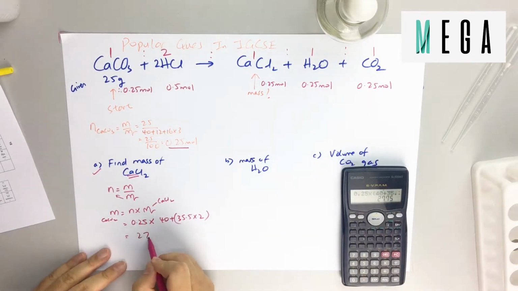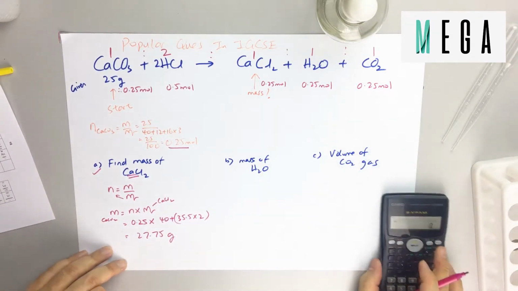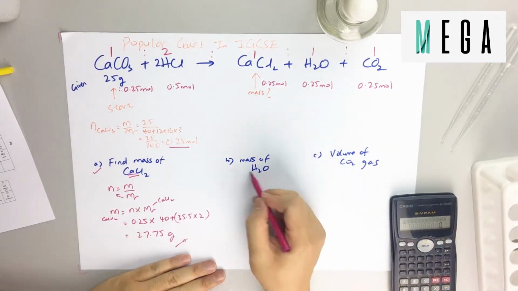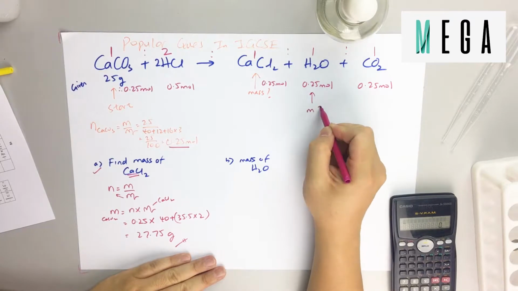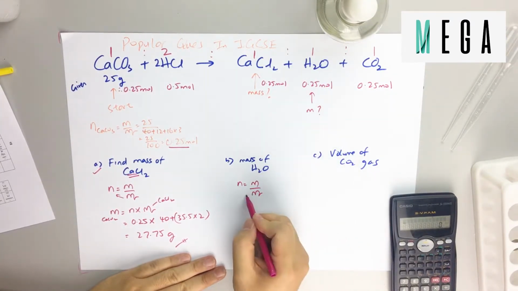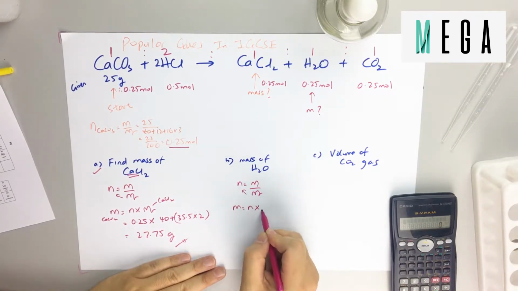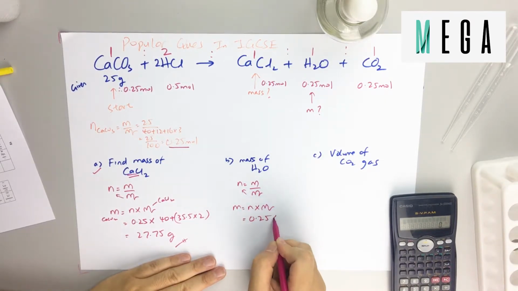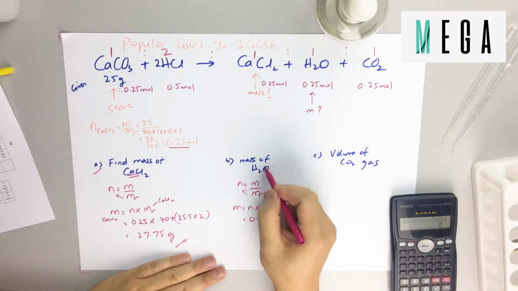So if you get 27.75 grams, this is about 2 to 3 marks in the exam. Next, mass of H2O. Same thing again. Since they ask for mass, recall the formula m equals n times Mr. So 0.25 times the molar mass of H2O.